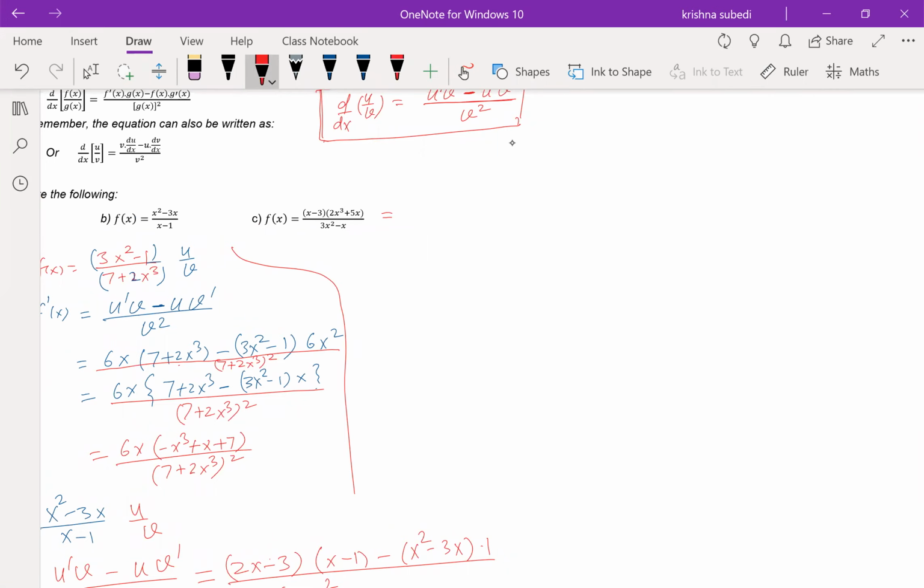First, let us simplify the top part a little bit further. If you multiply, what are you going to get? I believe you get 2x to the power 4 minus 6x cubed plus 5x squared minus 15x over 3x squared minus x. That's one way of doing it. So now you have u over v. U means the numerator and v means the denominator, and you can find the derivative.